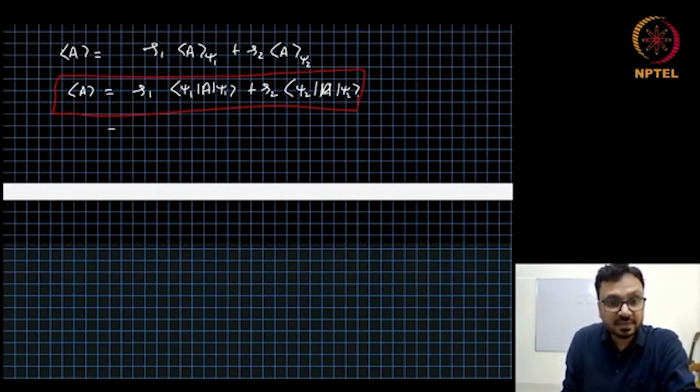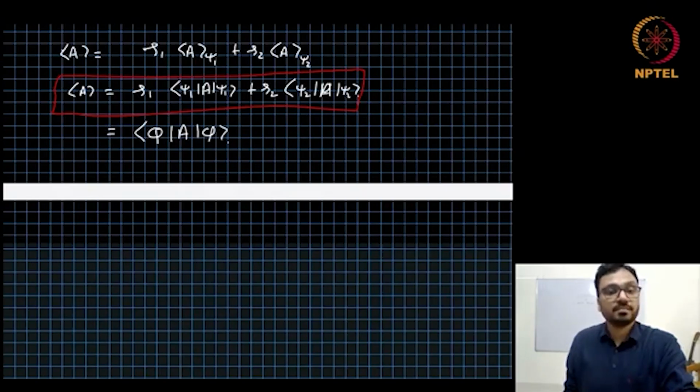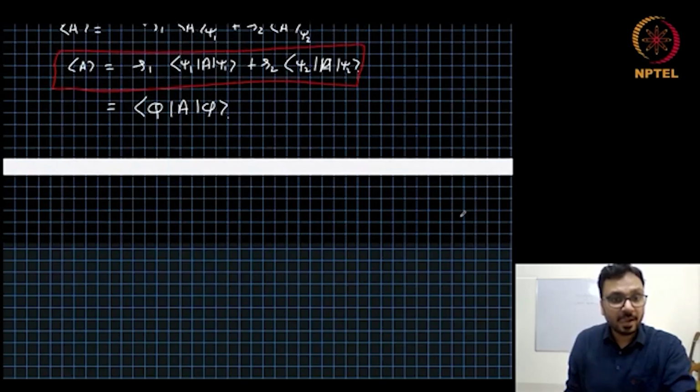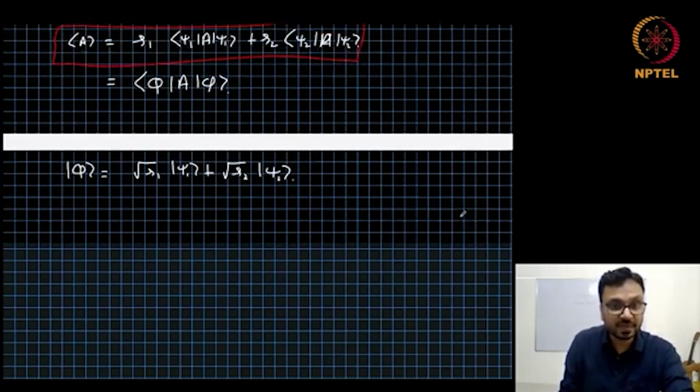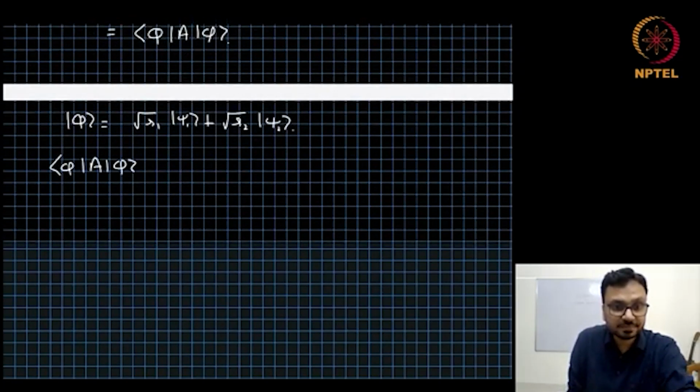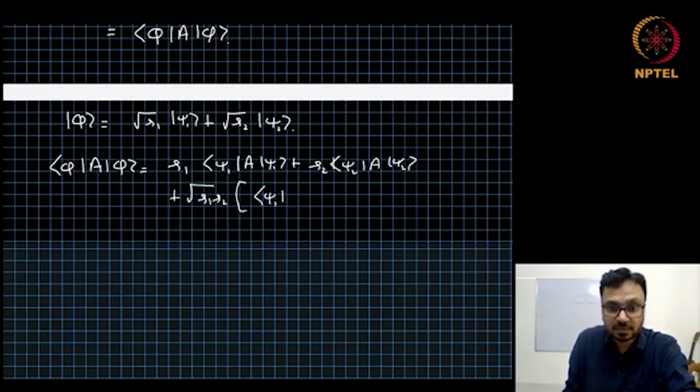The significance is, let us say there exists a state phi such that the expectation value of A can be written in this form. It means we can choose phi to be root S1 psi1 plus root S2 psi2. No, this does not mean it must be this way, let us say it can be chosen this way. What will happen when we calculate <phi|A|phi>? Then we get S1 <psi1|A|psi1> plus S2 <psi2|A|psi2> plus root S1 S2 times <psi1|A|psi2> plus <psi2|A|psi1>.